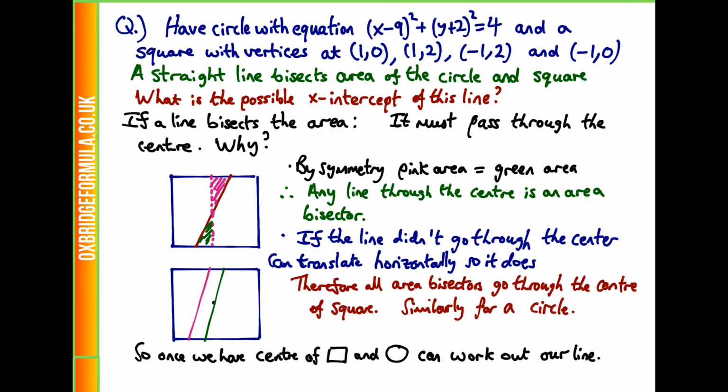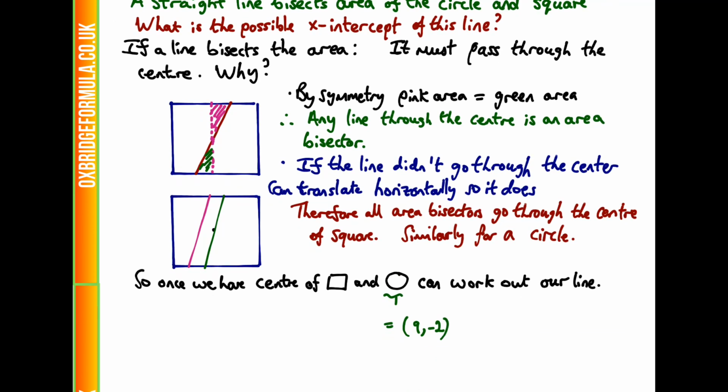Now, once we have the location of the centres of our circle and square, we can work out our line. We know the centre of our circle is going to be precisely (9, −2). And what is the centre of our square? Well, sketching the square, we know it has vertices at ±1 at these points here. And visually, you know that the centre of the square is going to be at (0, 1).